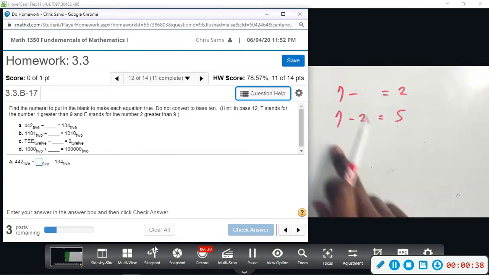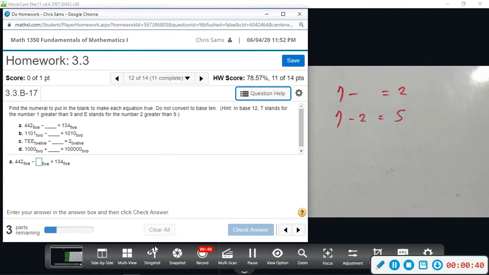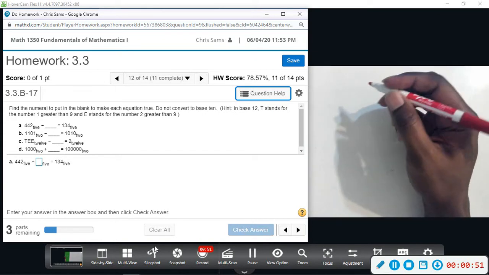Okay, move that one over and that will give us our answer. So that's what we're going to be doing. We're going to be taking the answer and subtracting it, kind of like what we did with our fact families, and that will give us our solution.